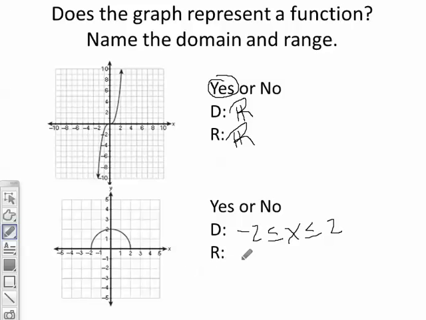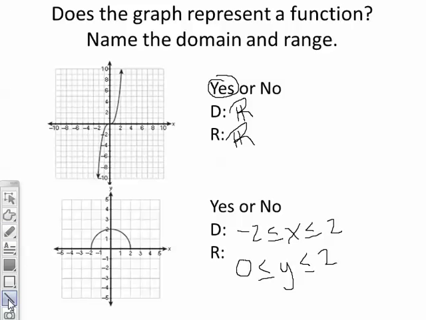What's the range? Well, the range in this situation, it starts at 0. Doesn't go into the negative numbers, does it? Okay? And it's greater than or equal to 0, but it's less than or equal to 2. That's the range. Is it a function?